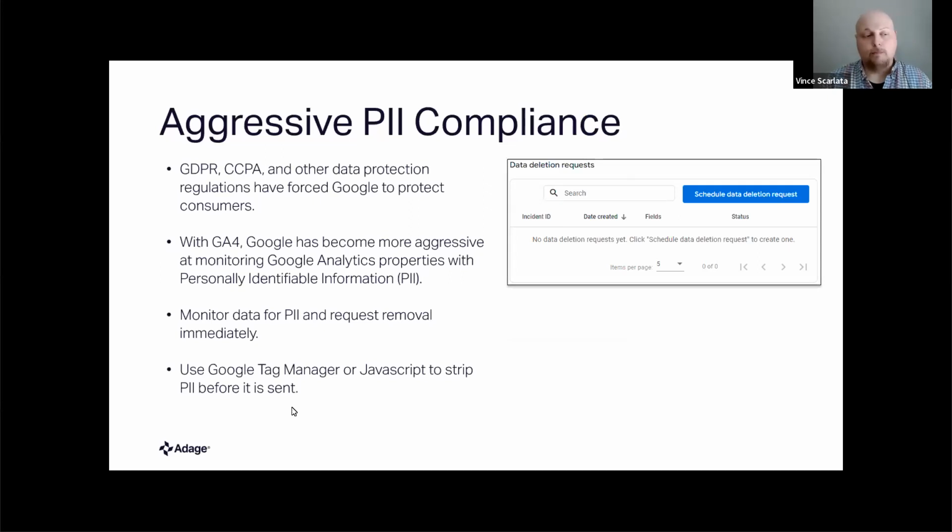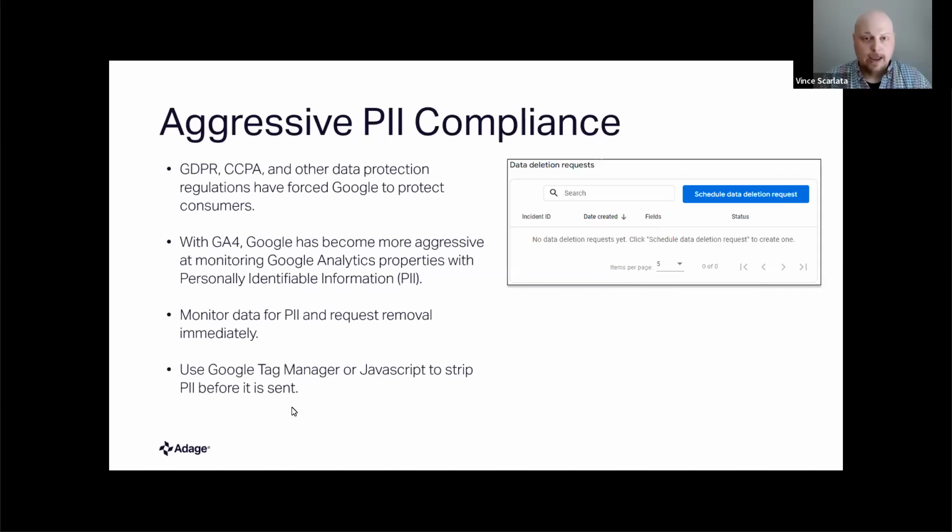Aggressive private information compliance, right? Personally identifiable information, that's the PII in there, is a big issue with Google because they are very scared about the fact that there's a lot of PII in their databases and they don't want to get sued, etc. GDPR, CCPA, and other data protection regulations really force them to focus on this because they're getting sued. And so it's become more aggressive with monitoring properties that have PII.